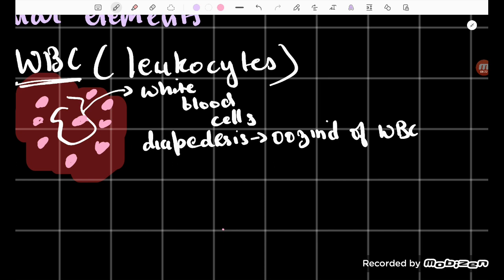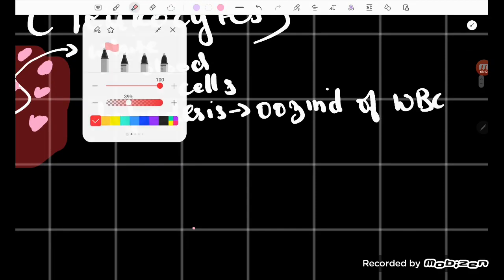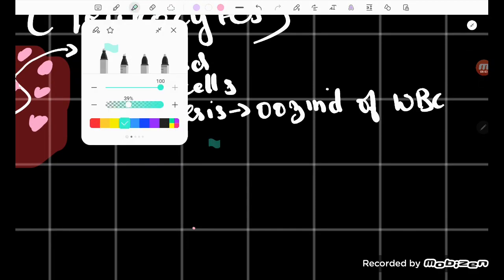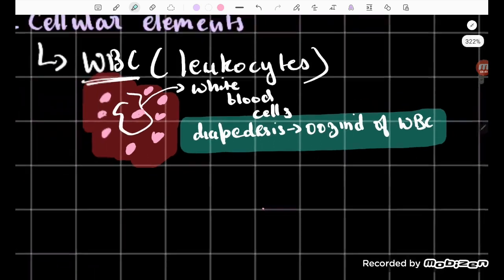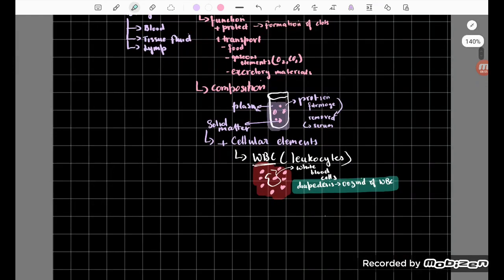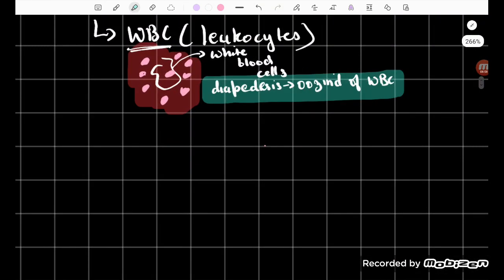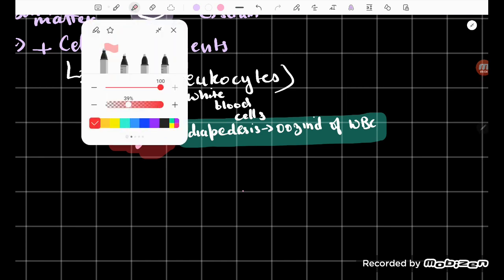They migrate outside the blood vessels when they find something like a foreign body. That process is called diapedesis, and this is something to remember. Let me highlight it. It is important. From whatever I have told you till now, this is one of the key points. It might come as a one marker, so it's better to remember.